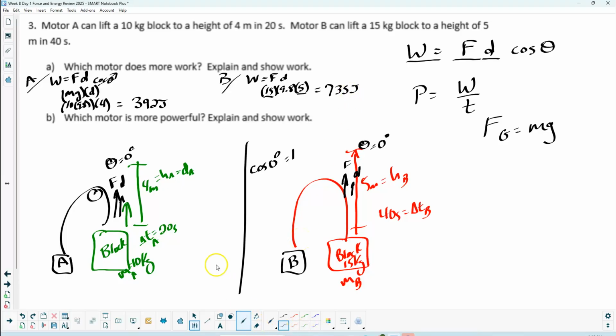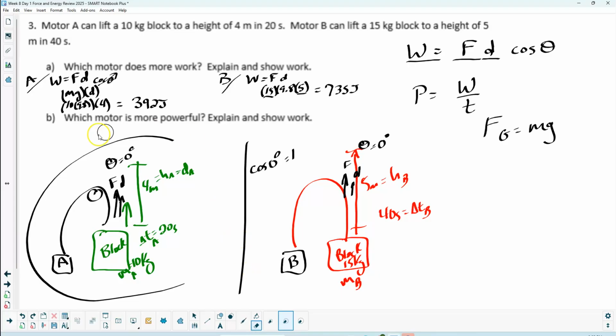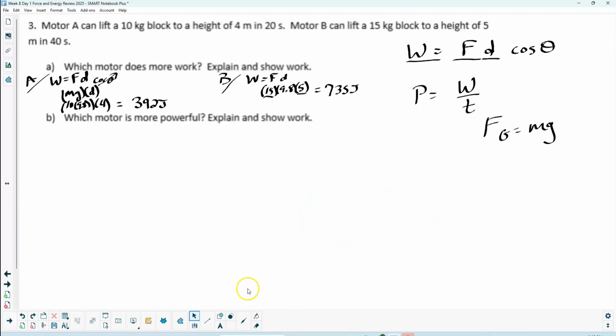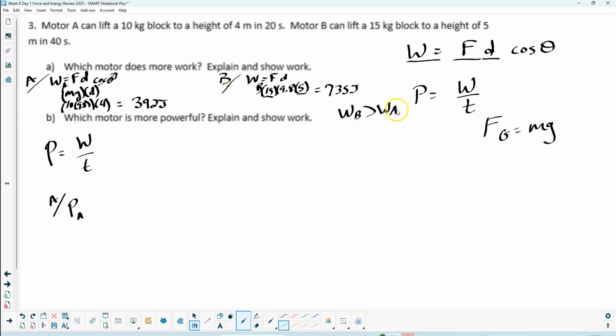For part B, I'm going to erase these pictures down here, hopefully. For this part down here, we're going to calculate the power. So to do power, you take the work over the time. So for A, the power of A, this was A, this was B. So work B is greater than work A. And the explanation can just be showing the math.